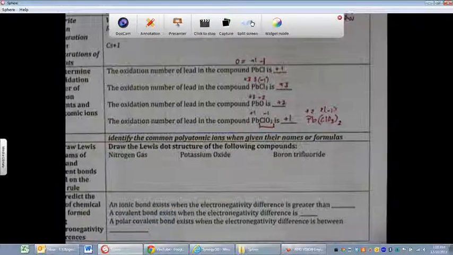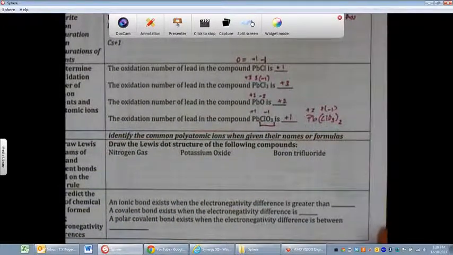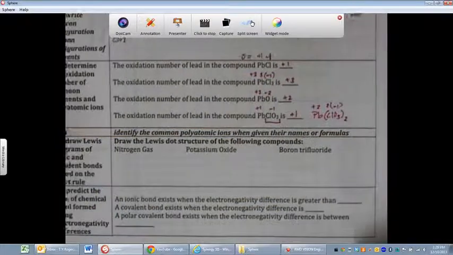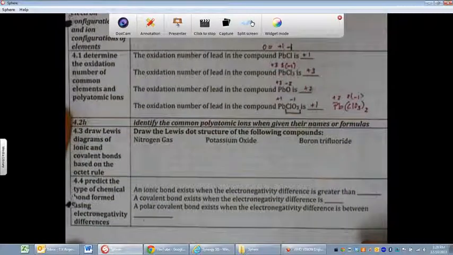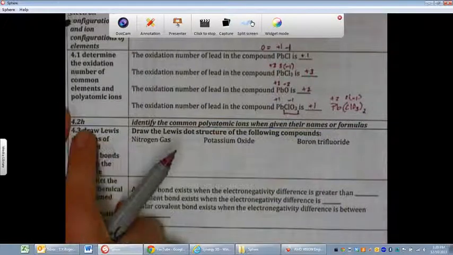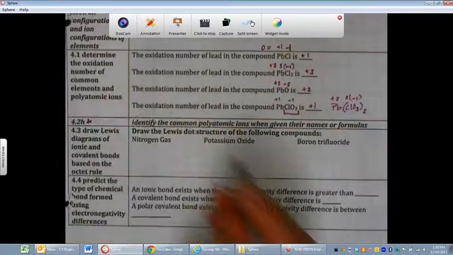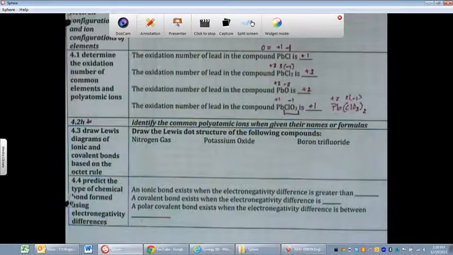Yes, sir. Why is it -1? That is an AP standard. You don't need to worry about it. You don't need to worry about why. Okay, for the next one, it says identify the common polyatomic ions. That's our honors standard. So all of the ones that are starred, please make sure you have those memorized.